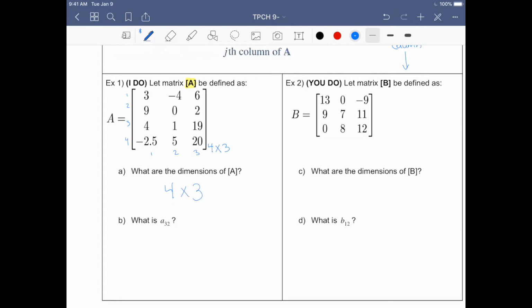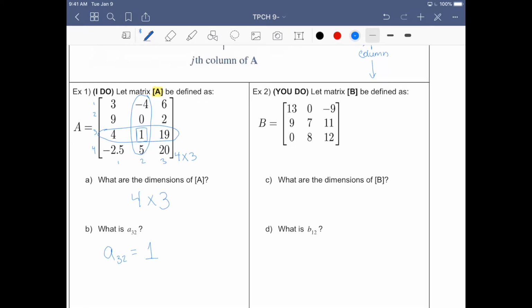Part B says, what is the element a sub 3,2? So this 3 means I'm in the third row, and that 2 means I'm in the second column. So here is the third row, and here's the second column. That intersection is the element a sub 3,2. Why don't you try example 2 next?